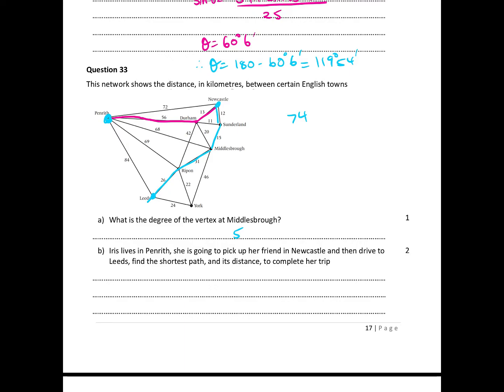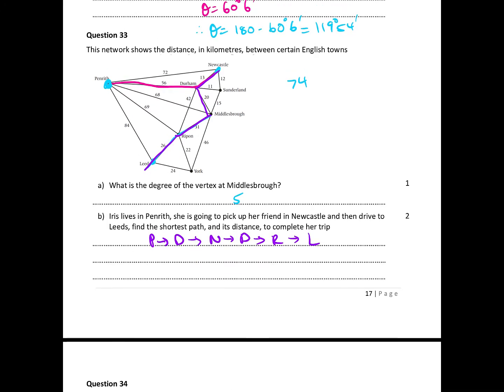Let me just try another one. Coming down here, that does 27. So what if I actually do 13 and 20, which is actually 23. So that's already shorter, and then come down this path. So we have to go from Penrith to Durham to Newcastle, then back to Durham, and then to Ripon. I don't even know if I'm pronouncing this correctly, and then to Leeds. Add all those distances up together and you get 150 kilometers.